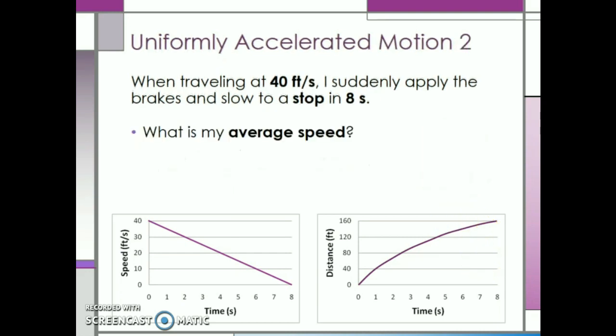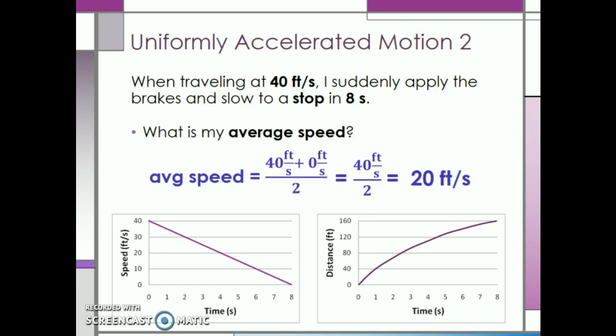Now we want to find what our average speed is. Remember, average speed is initial speed plus final speed divided by 2. Our initial speed is 40 feet per second, and our final speed is 0 feet per second since we are stopped. We can then take 40 feet per second and divide that by 2, which gives us an average speed of 20 feet per second, which is what you would find at the midpoint of the speed versus time graph.